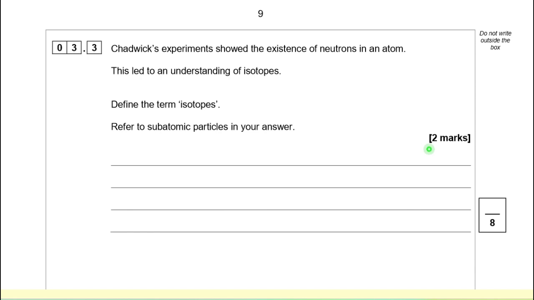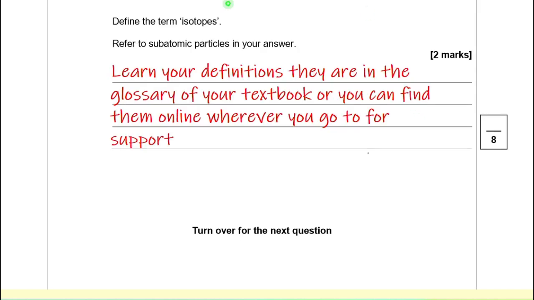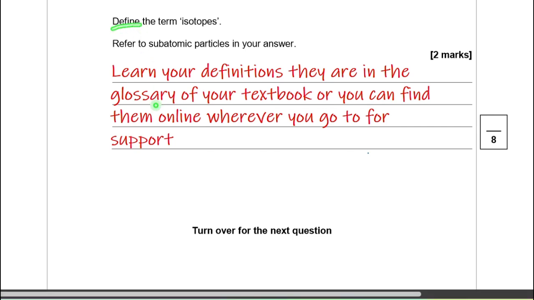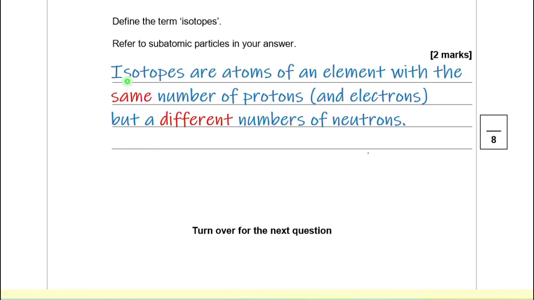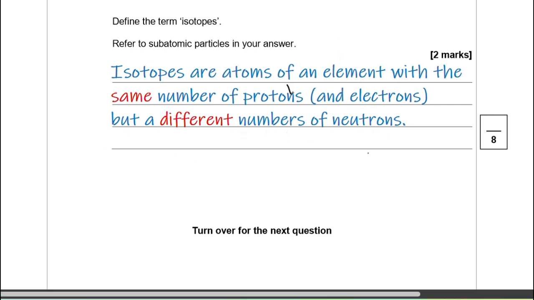I am sure this is one of those things that you've been told over and over again. You must learn your definitions, and they are in the glossary at the back or the front of your textbook. You can also find them online wherever you go for your online support. So it's a straight definition. Isotopes are atoms of an element with the same number of protons and electrons, but a different number of neutrons. 1 mark for the same number of protons, 1 mark for the different number of neutrons, 2 marks.